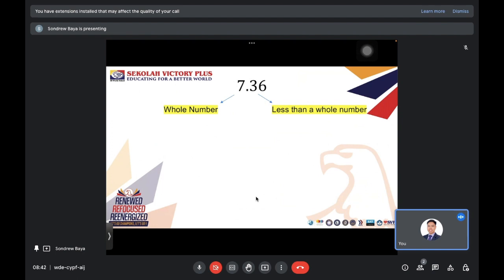Okay? Since we have a whole number part, we now know that the fraction would also contain a whole number part. So we have 7. What we need to focus on is only the decimal part, which is 0.36, because we already know that there is 7, which is a whole number. So we don't have to convert it into a fraction.